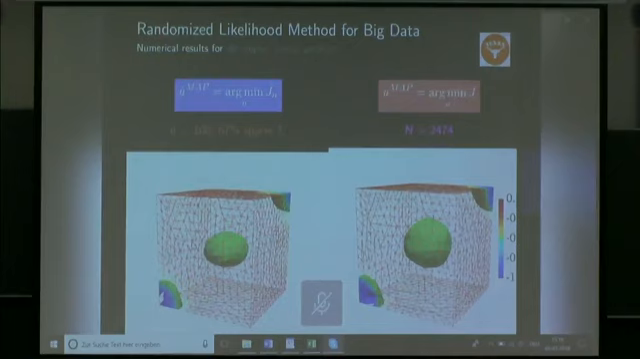Of course, the shape is a little bit different, but if you do oil recovery or geophysical exploration, this is actually what matters, right? To know where the oil reservoir is.